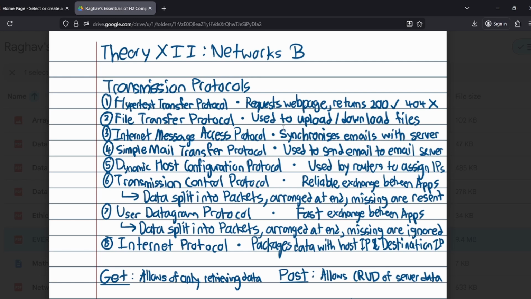Then you have IP, Internet Protocol. It packages data with host IP and destination IP and sends it off into the wild internet for it to be sent along its way.